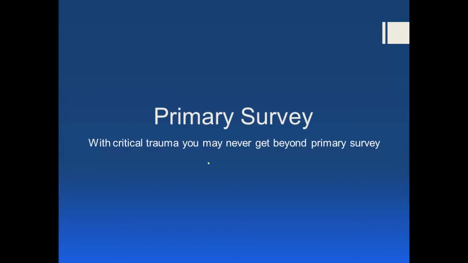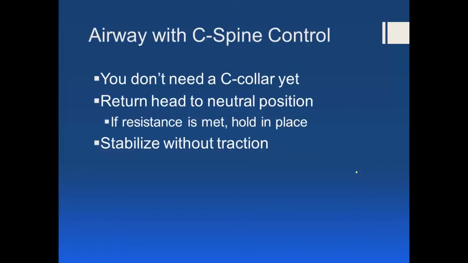With critical trauma, it may be that you never get past your primary survey. Now, remember that a primary survey is going to include a quick head to toe. But that's really just to look for life threats. So the first step here, after we've identified level of consciousness, is airway with C-spine control.